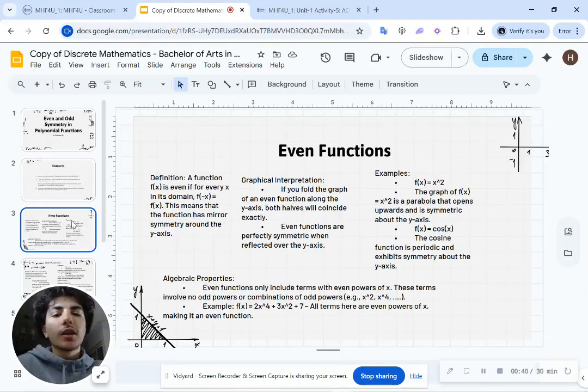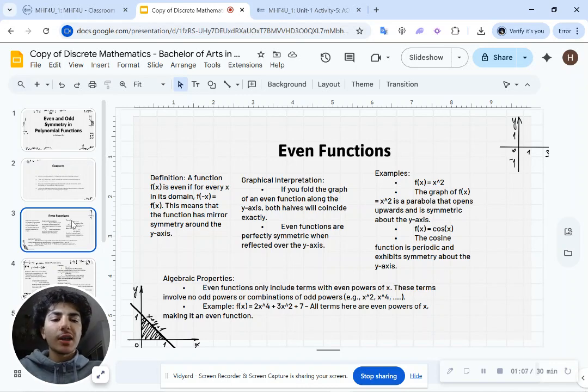Even functions. A function f(x) is even if for every x in its domain, f(-x) = f(x). This means that the function has mirror symmetry around the y-axis. Now let's look at the graphical interpretation. If you fold the graph of an even function along the y-axis, both halves will coincide exactly. Even functions are perfectly symmetrical, reflected over the y-axis.